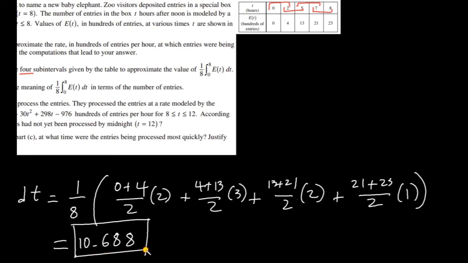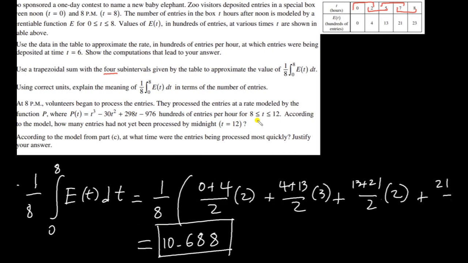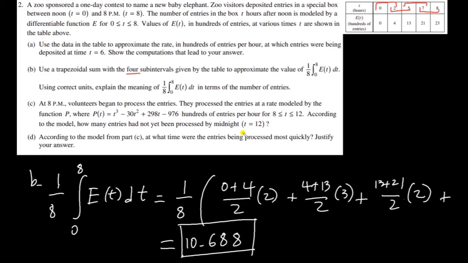And what they're asking for, here's a little trick. This is a really common type of question where they'll give you 1 over something times an integral. 99.999% of the time, the answer to this kind of question is the average value of the function. Here E of t is the number of entries. So this 1 over 8 times this integral gives us the average number of hundreds of entries between t equals 0 and t equals 8.